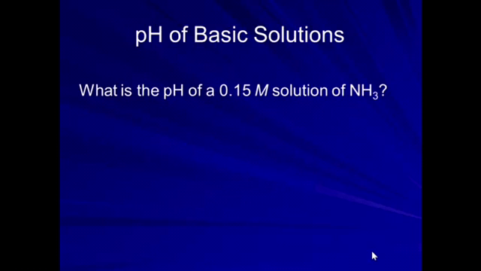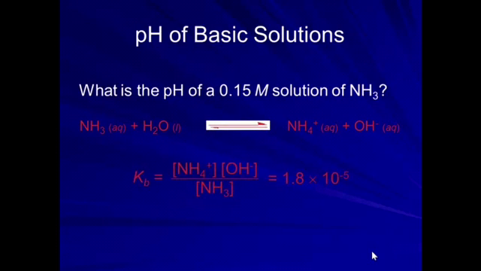At the beginning of Section 7, they start talking about basic solutions. So for an example, I thought we'd just pull this one up. What is the pH of a 0.15 molar solution of ammonia? The thing that you need to know about ammonia is that when it's in contact with water, that's where we're going to make our OH ions in the product side. So ammonia and water is necessary to combine to make your OH ions.